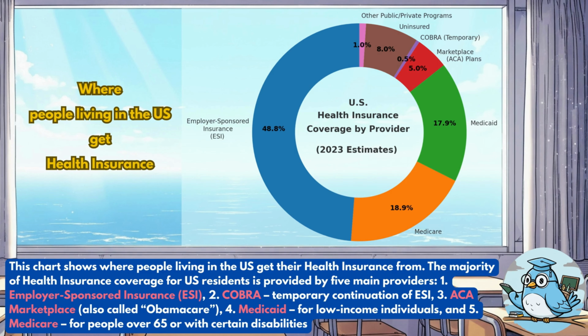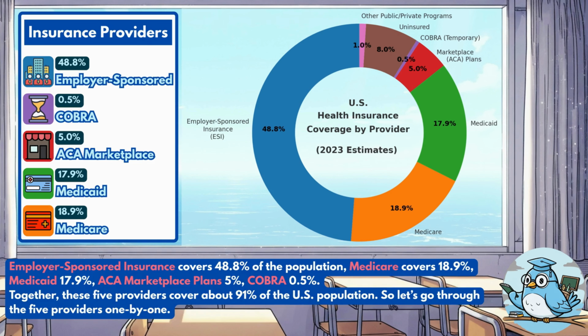This chart shows where people living in the U.S. get their health insurance from. The majority of health insurance coverage for U.S. residents is provided by 5 main providers. 1. Employer-sponsored insurance, or ESI. 2. COBRA, temporary continuation of ESI. 3. ACA Marketplace, also called Obamacare. 4. Medicaid, for low-income individuals. And 5. Medicare, for people over 65 or with certain disabilities.